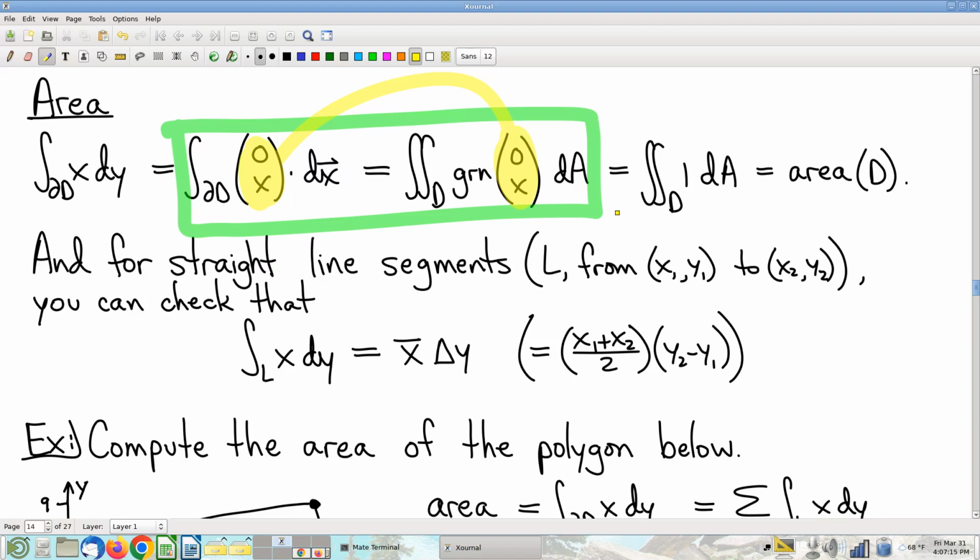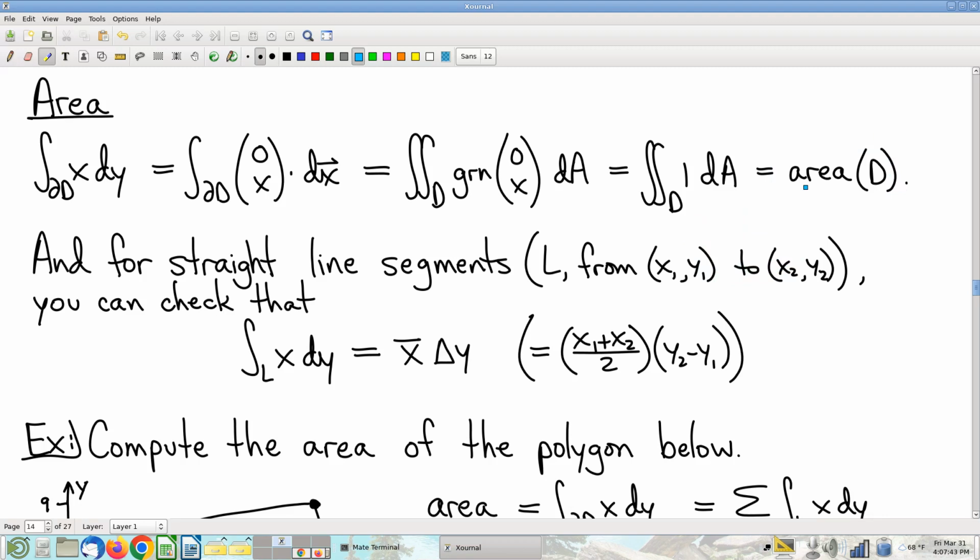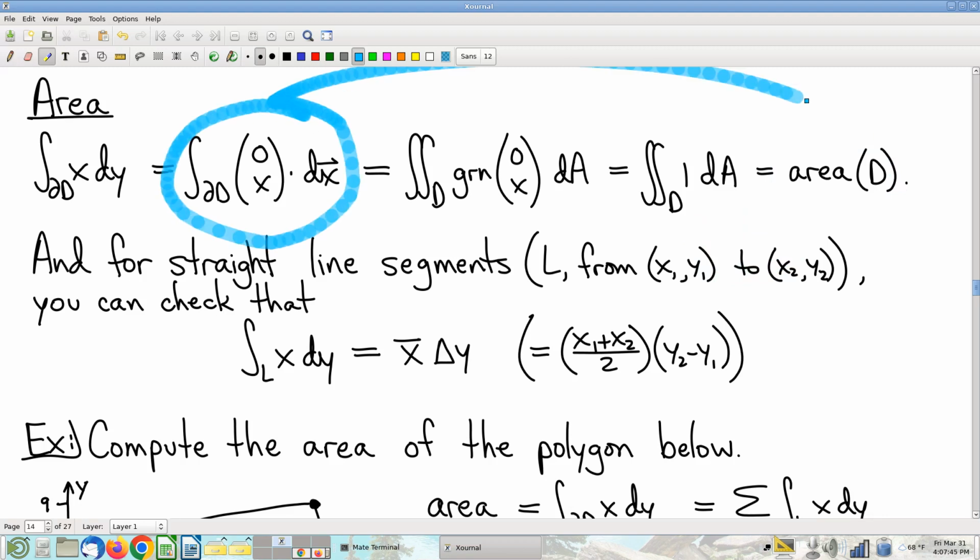And now let me show you why we apply Green's theorem to 0, x. It's because if you compute Green's operator, you get 1. And that's lovely. Having Green's operator be 1 means that we are literally looking at an integral of 1. And an integral of 1 over an area just computes what the area is.